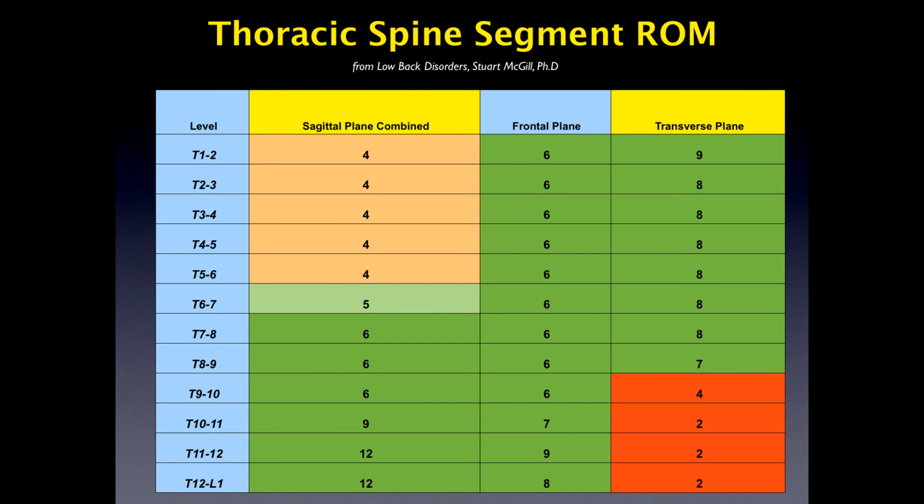It is interesting to note the range of motion in the sagittal plane increases as it moves and merges towards the lumbar spine, which is very conducive to flexion extension action.